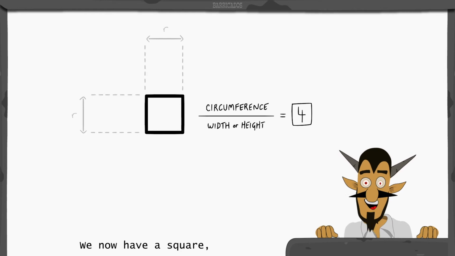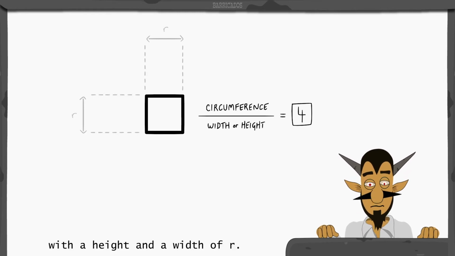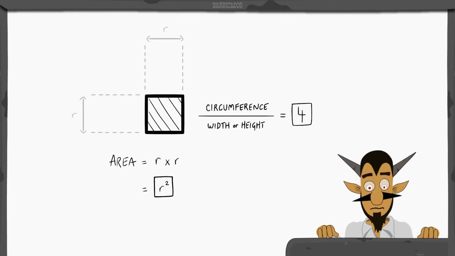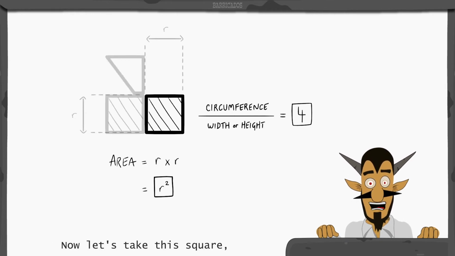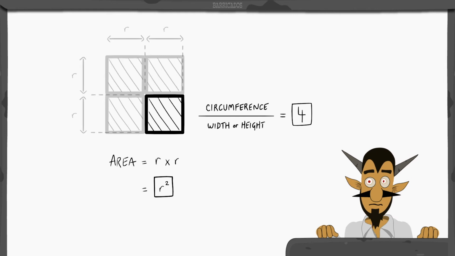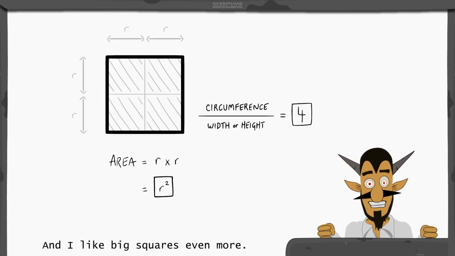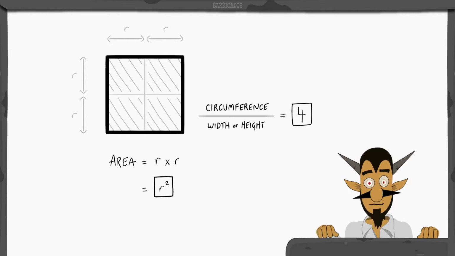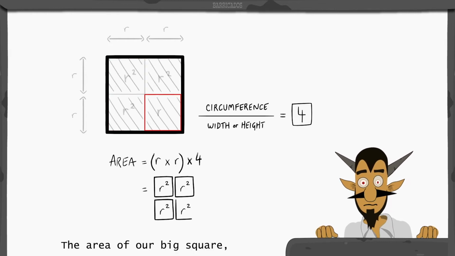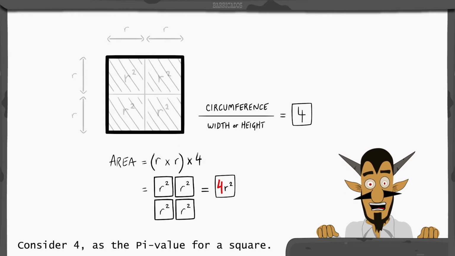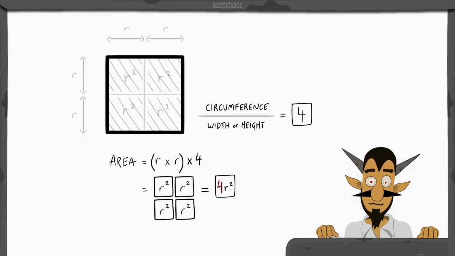We now have a square, with a height and a width of r. This makes the area of our square, r times r. Now let's take this square, and multiply it by 4. This gives us a bigger square. And I like big squares even more. The area of our big square is 4r squared. Consider 4 as the pi value for a square.